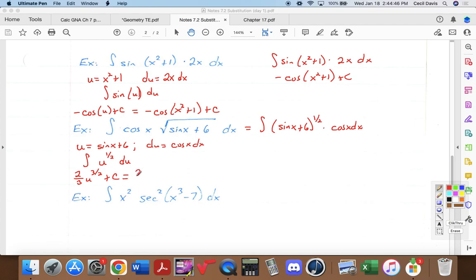And then some people call it unsubstituting, some call it back substituting. Doesn't matter. We'll replace the u with sine of x plus 6.